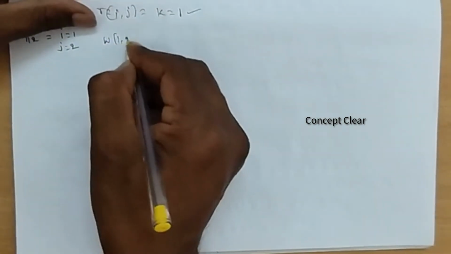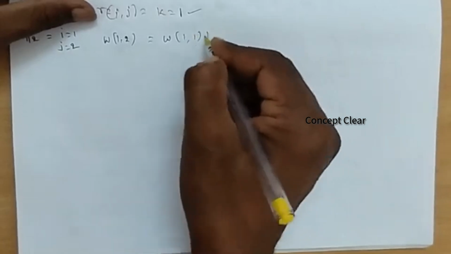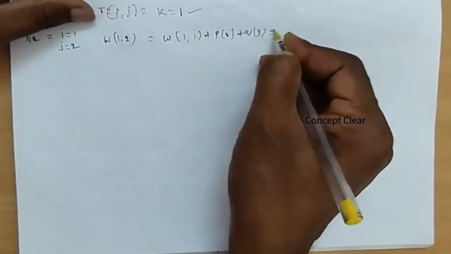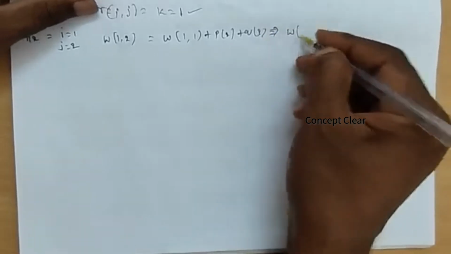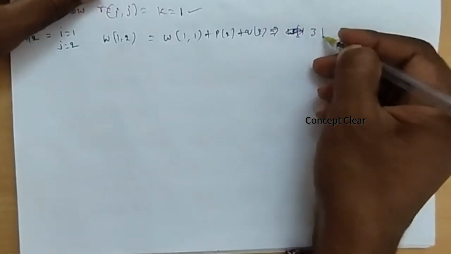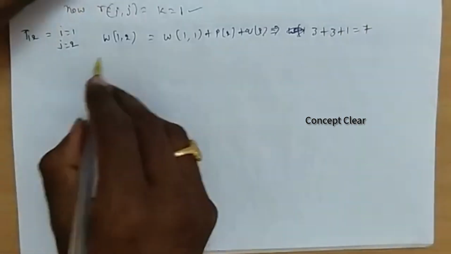W of 1 comma 2, that equals to, I am writing directly here, W of 1 comma 1 plus P of 2 plus Q of 3. If you write, we will get the answer: W of 1 comma 2 is 3 plus 1 plus 3, that equals to 7.